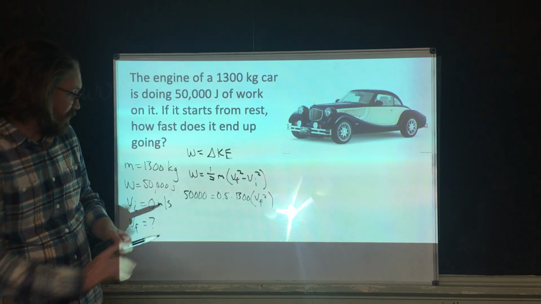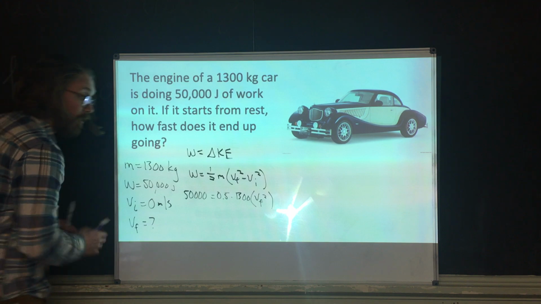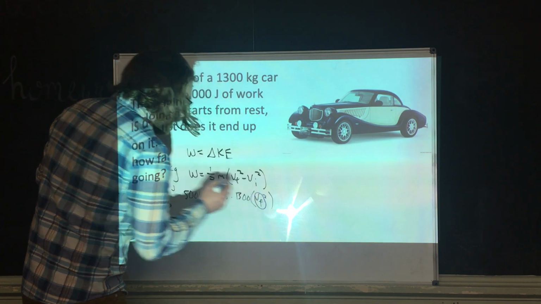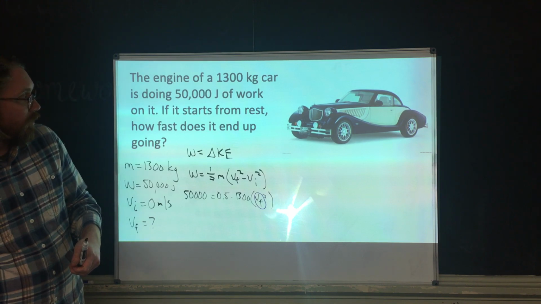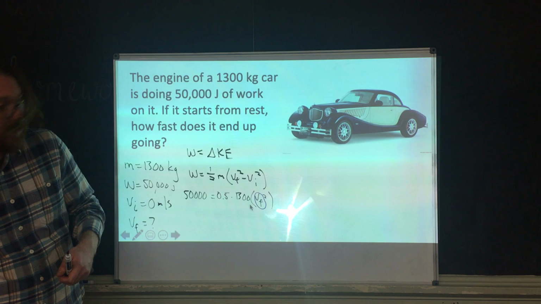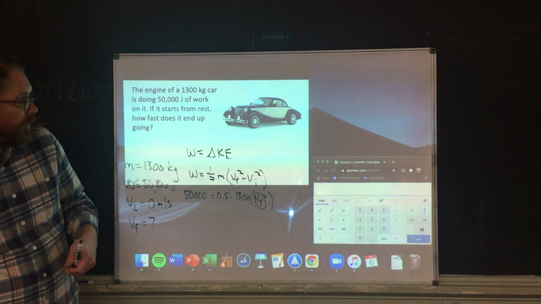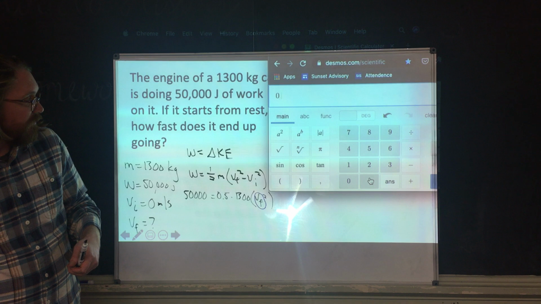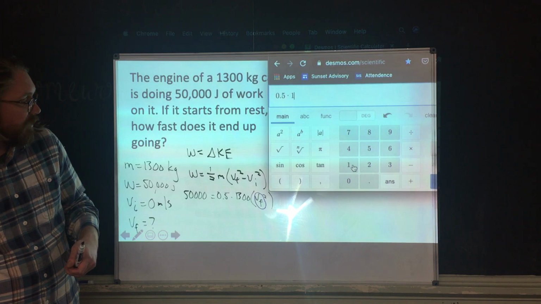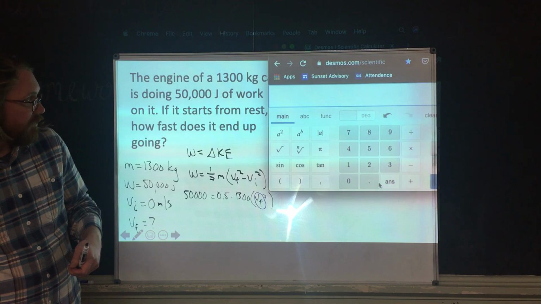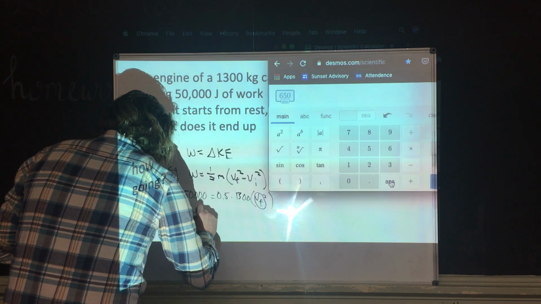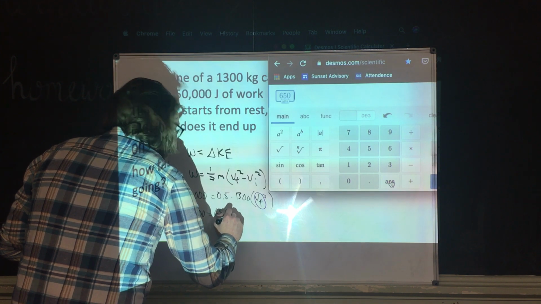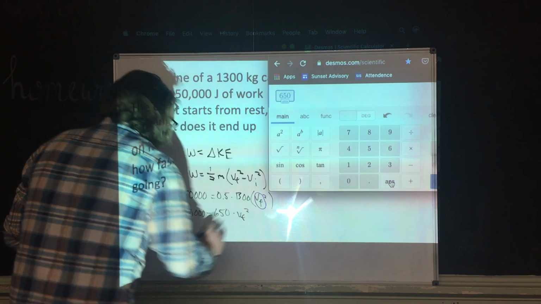So we do that math first, because remember, what we're after here is this final velocity by itself. So we go to our calculator. There we go. So we have 0.5 times 1,300, and that gives us, enter, answer, 650. So I'm going to bring this down. So now I have 50,000 equals 650 times VF squared, final velocity squared.